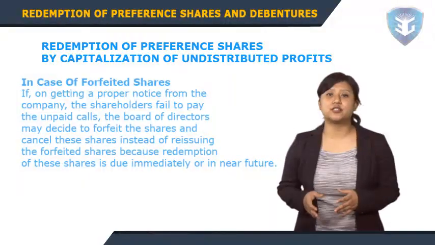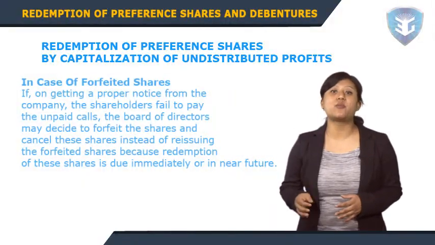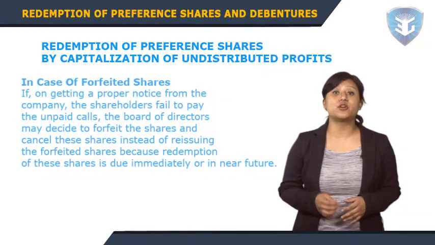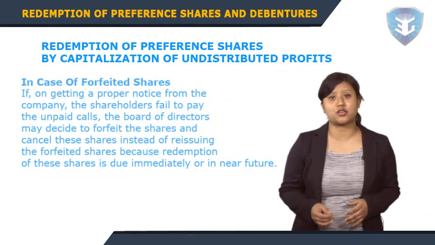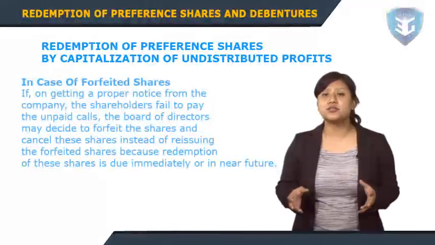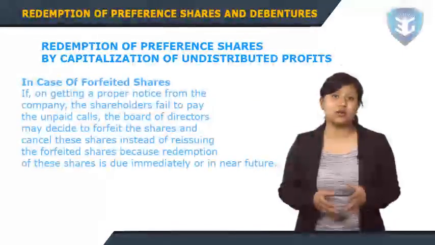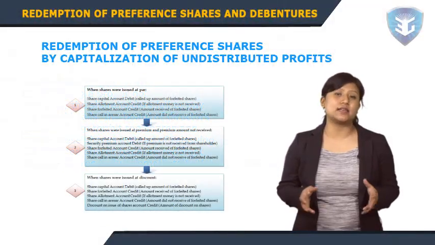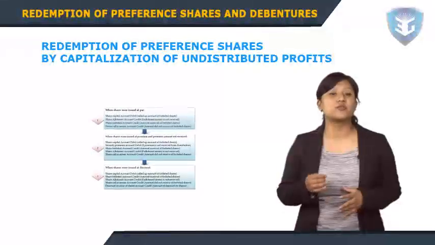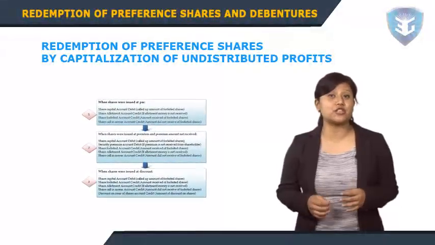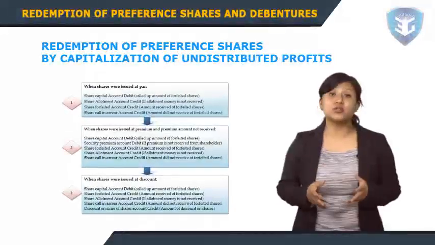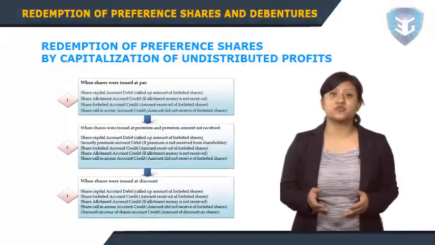In case of forfeited shares, if, on getting a proper notice from the company, the shareholders fail to pay the unpaid calls, the board of directors may decide to forfeit the shares and cancel these shares instead of reissuing the forfeited shares, because redemption of these shares is due immediately or in the near future. In this case, the entry for forfeiture is passed as usual. It is worth noting that to ensure replacement of capital out of proceeds of a fresh issue or out of divisible profits, total preference share capital, including the shares forfeited and cancelled, should be considered.